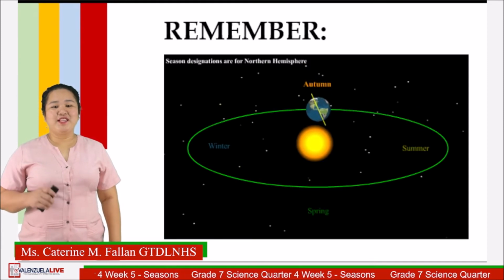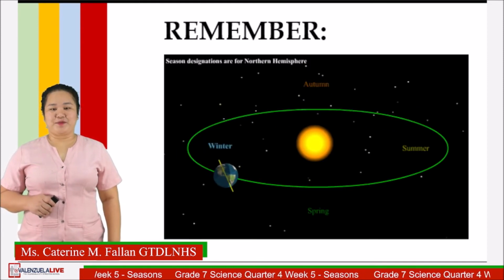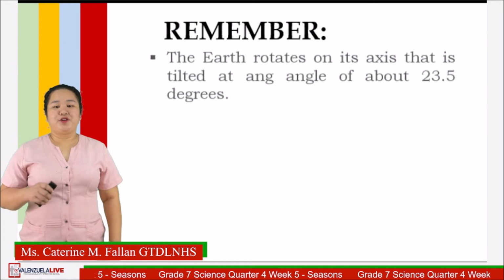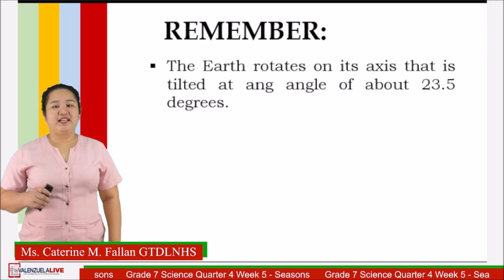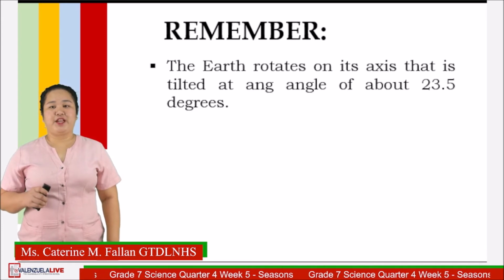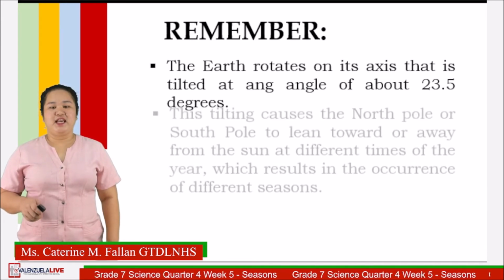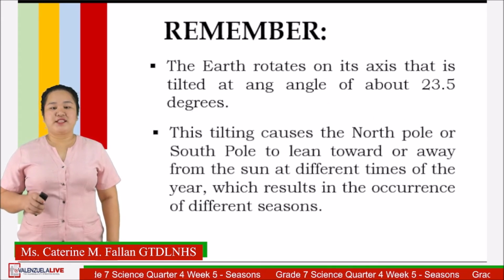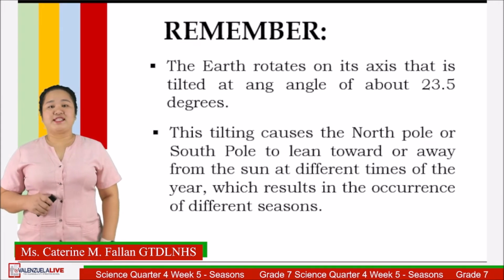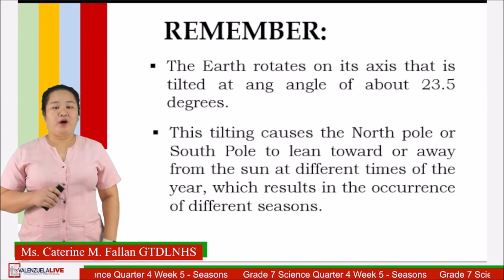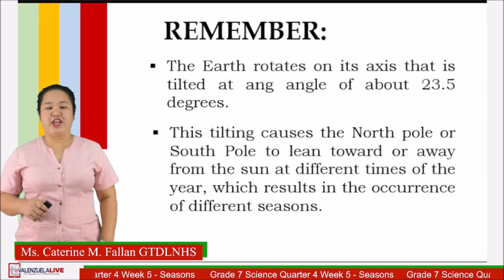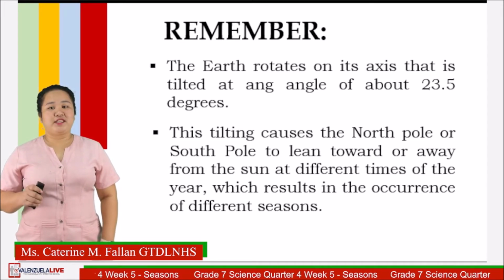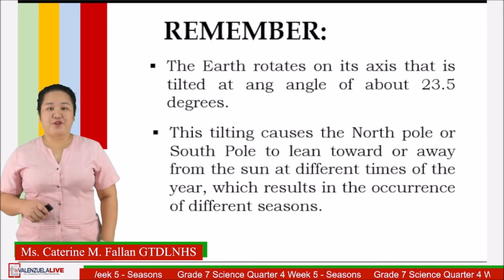Learners, always remember these concepts. The Earth rotates on its axis that is tilted at an angle of about 23.5 degrees. This tilting causes the North Pole or South Pole to lean toward or away from the sun at different times of the year, which results in the occurrence of different seasons.